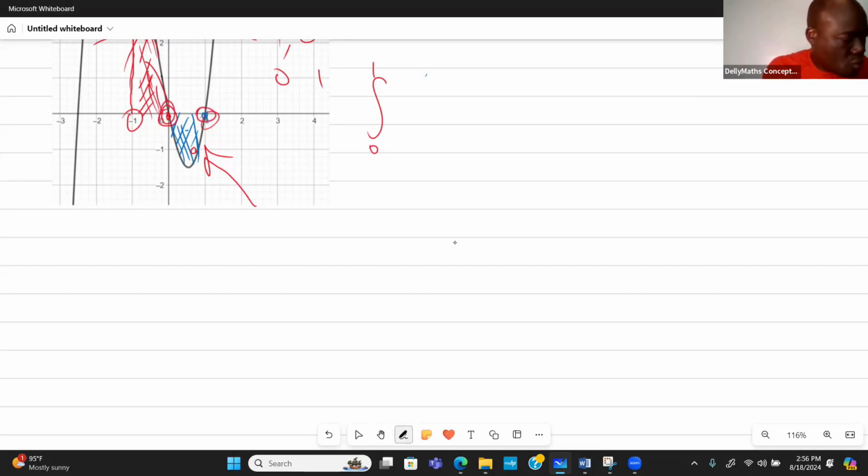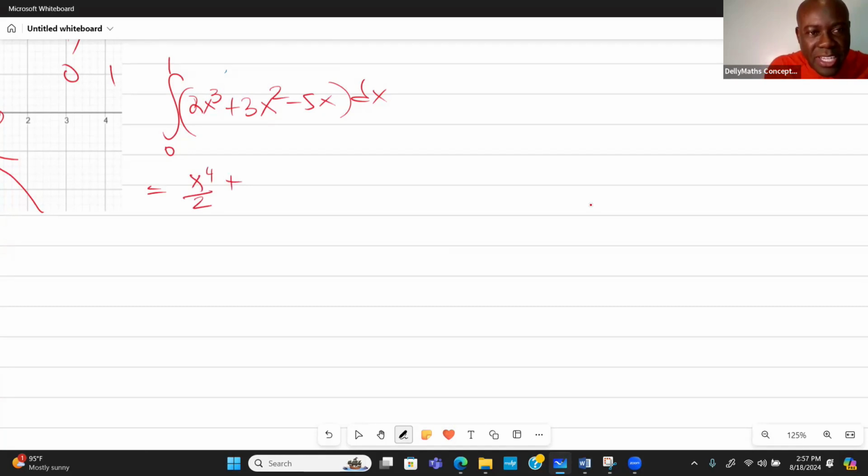And we're taking it of what? What do we have? So we have 2x to the third plus 3x squared minus 5x, dx. So now let's finalize this. So x to the fourth over 2, and this one came up to plus x to the third, minus 5 over 2x squared. Remember, that's what we actually got already because we did it. So we're moving here from 0 to 1.